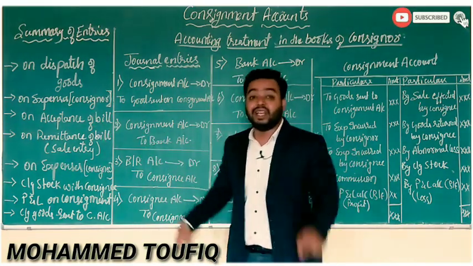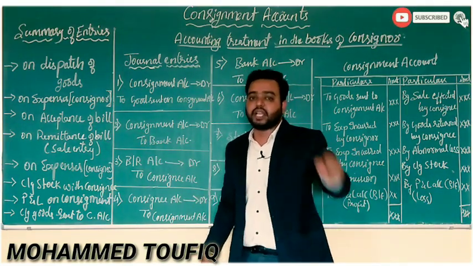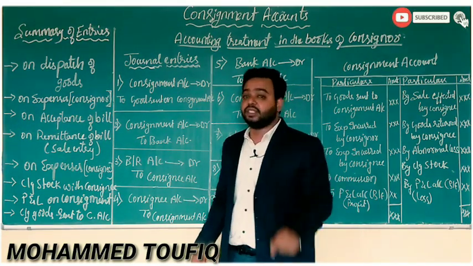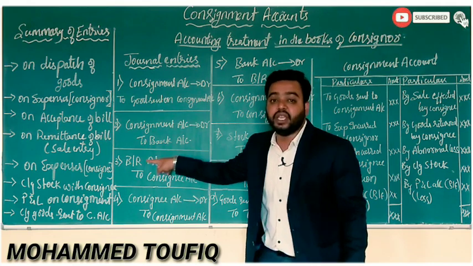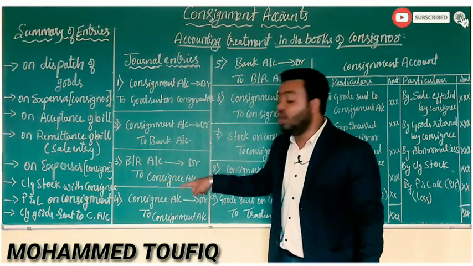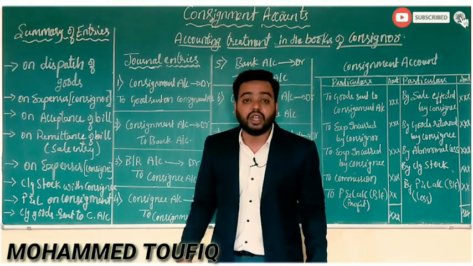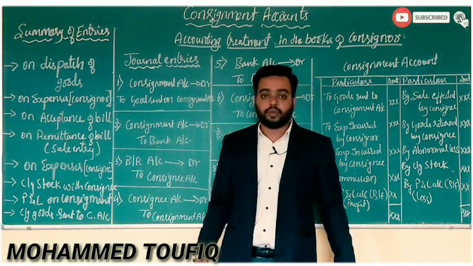Third, acceptance of a bill. If there is a bill made by the consignor, I repeat, if there is a bill made by the consignor, then the entry will be bills receivable account debit to consignee account.